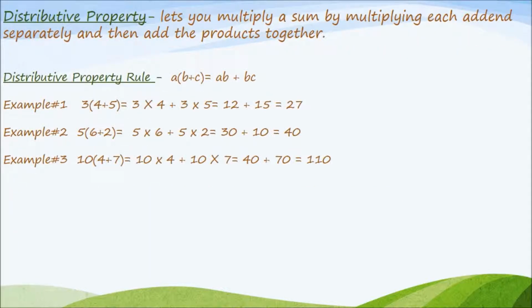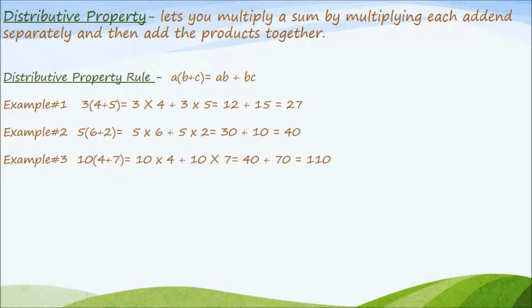Now, let's talk about the distributive property. The distributive property lets you multiply a sum by multiplying each addend separately and then adding the products together. The distributive property rule states that a times the parentheses of b plus c is equal to a times b plus a times c. Example 1. If we had 3 times the parentheses of 4 plus 5, that will be equal to 3 times 4 plus 3 times 5, which will be equal to 12 plus 15, which will be equal to 27.